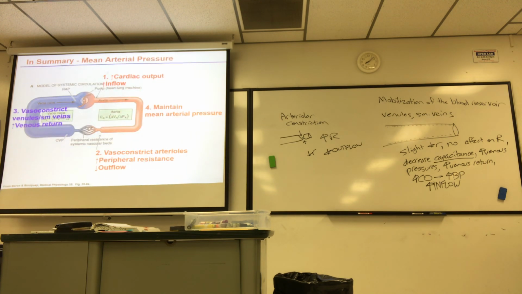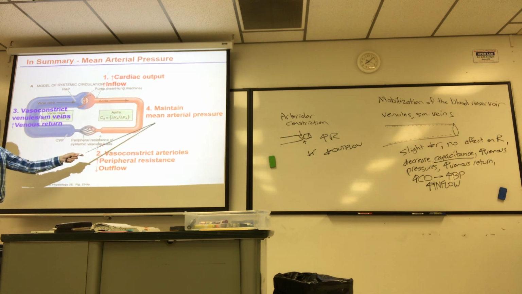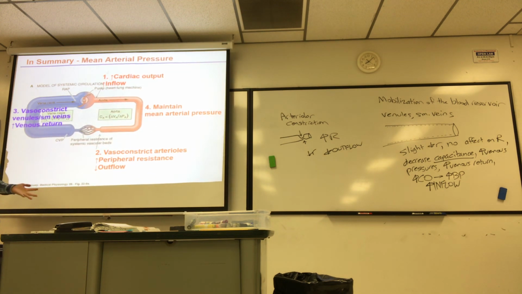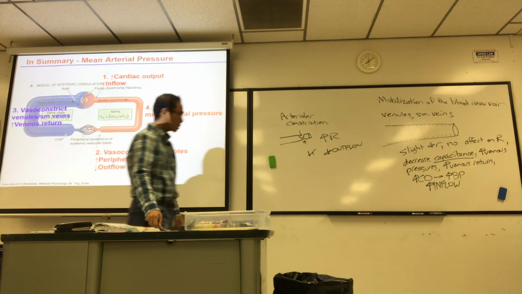Okay, so let's start to summarize. We have a lot of notes, and I tried to distill it down to 1, 2, 3, 4. Okay, 4 is the goal. 4 was the whole point of this lecture, that students understand how the body maintains the blood pressure, the mean arterial pressure. So write that down.